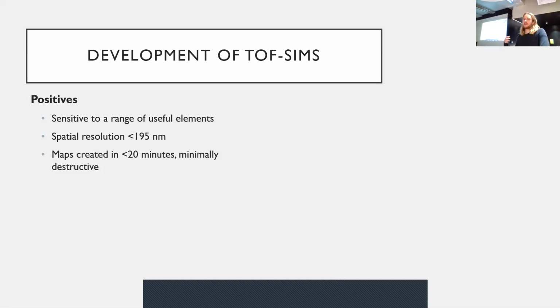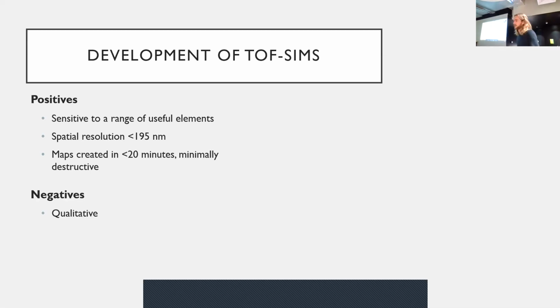These maps are created in less than 20 minutes, super fast to gather all that information, and it only ablates the surface 100 nanometers of the crystal, which is essentially non-destructive. You do more destruction with like one swipe of sandpaper. So it's conservative of your samples.